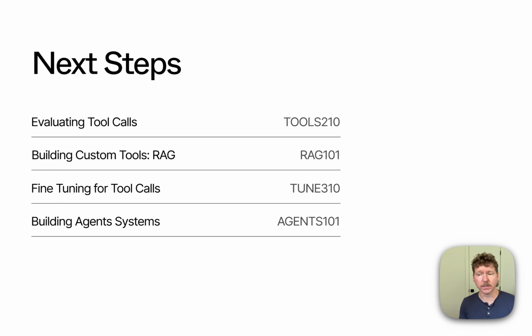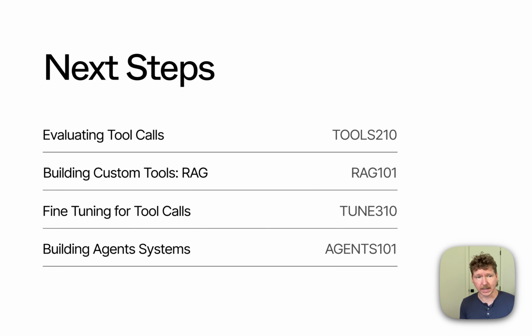However, if you want to get more advanced, there are more advanced topics to look at. For future videos, we're going to talk about evaluating tool calls, making sure the right tool is called at the right moment, and that we're never calling the wrong tool. We're going to look at building custom tools like a RAG system. We're going to look at fine-tuning tool calls, because remember we talked about how post-training can help models be better at tool calling? Well, you can actually fine-tune a model to your specific set of tools to make it even more performant. And finally, we'll talk about building agent systems.